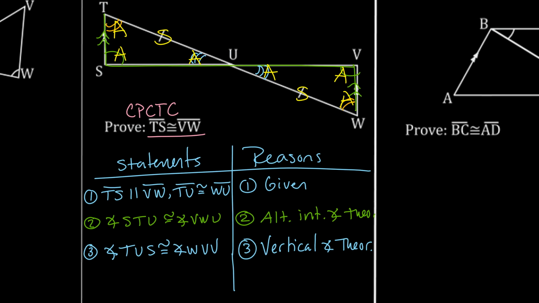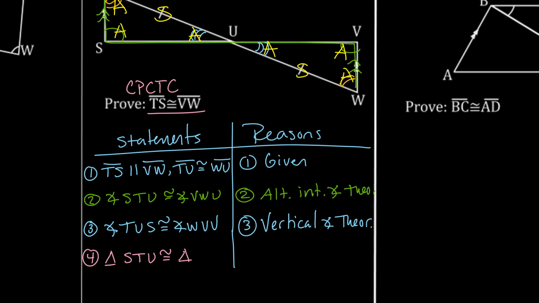So now that I've stated all my parts are congruent, what do I now know? Triangle STU is congruent to triangle. What is S corresponding to? V. What is T corresponding to? W. And what is U corresponding to? Itself. And how do I know this is true? Yes, the ASA postulate.